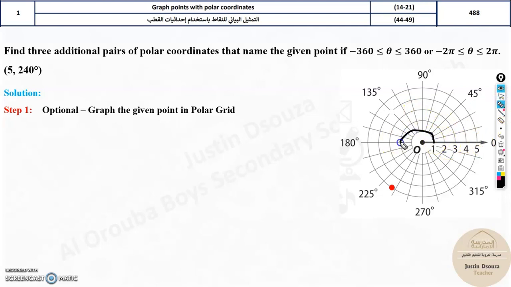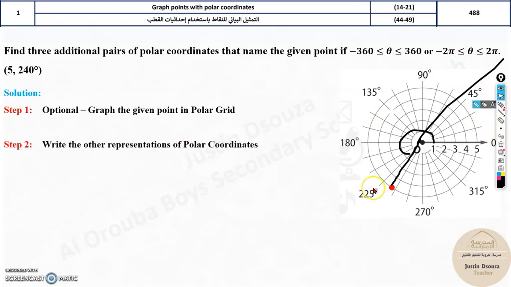So if I draw from here to here, if I draw a straight line, it would be 240 degrees. Extend this backward just in case, we will use that later. So that is obviously the first point. We know (5, 240). What is the negative angle from here? We can just subtract 360 from it and find it. So it will be negative 120.